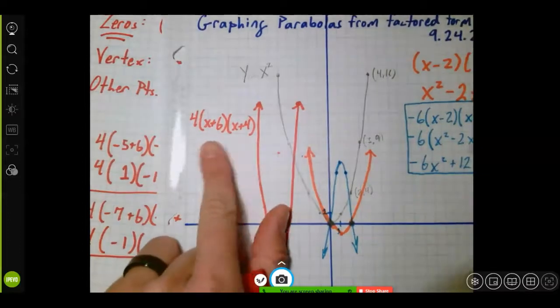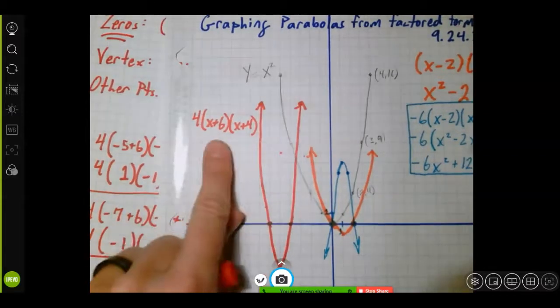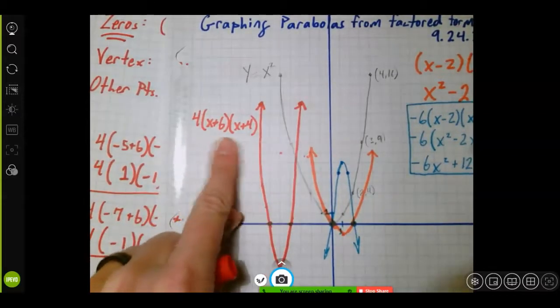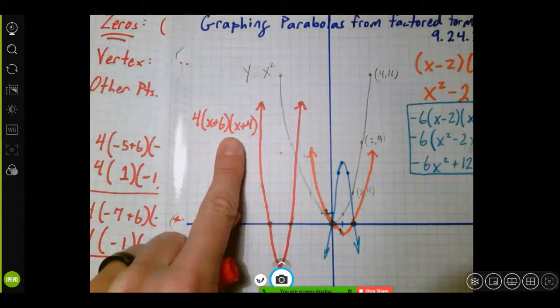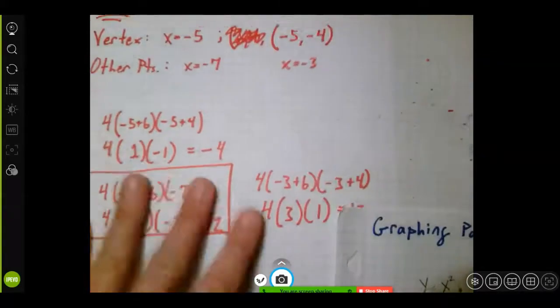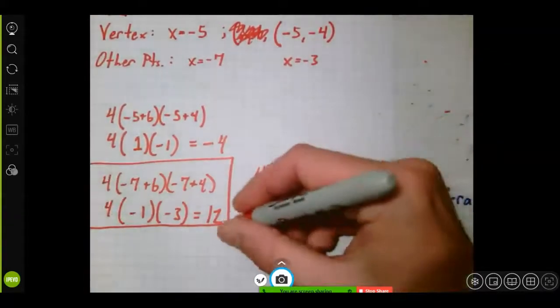So if we went ahead and multiplied this out, can everyone do the FOIL for me of x plus 6 and x plus 4? Go ahead and do that FOIL. I'm going to come back to this page and do that FOIL.